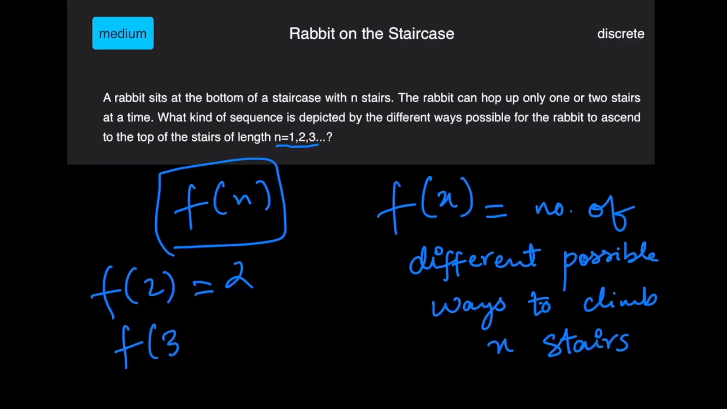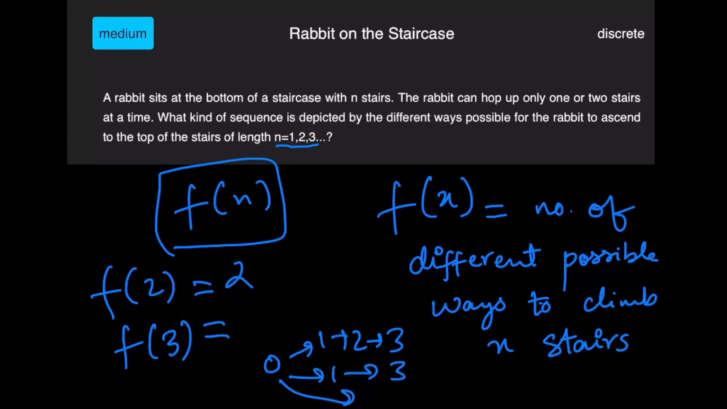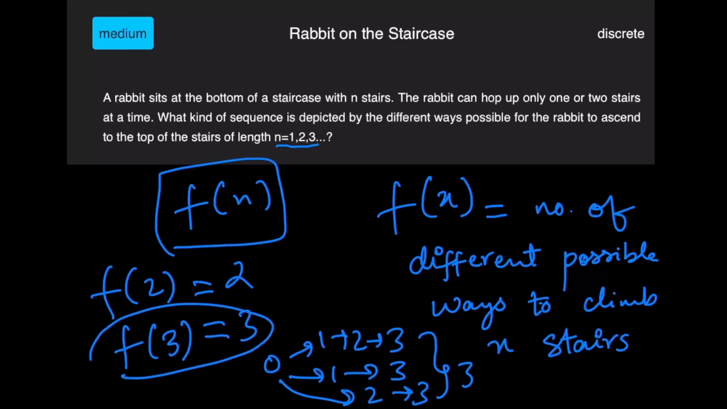So let me take another example, say f of 3. For f of 3, you could imagine going from 0 to 1 to 2 to 3, or you could go from 0 to 1 to 3, or you could go from 0 to 2 and then to 3. So as you can see, there's three possible ways. So f of 3 becomes 3.